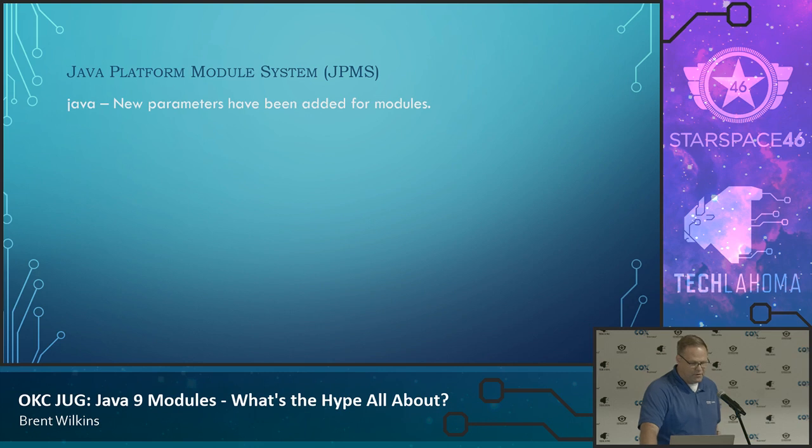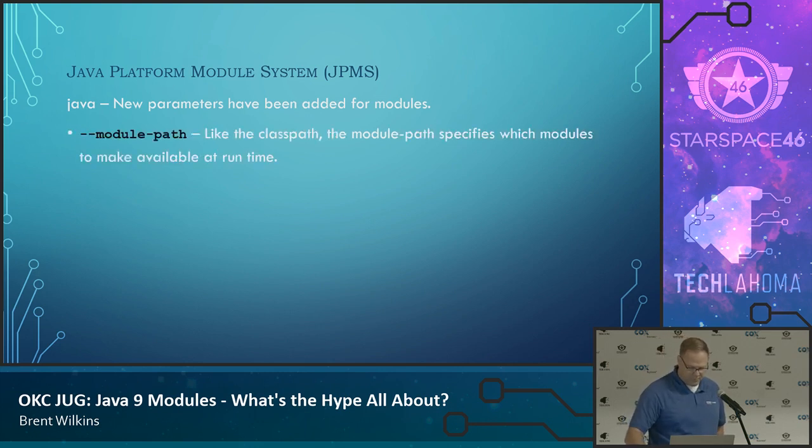The java command has also added a few new features. There's module path once again. Module path has actually been added to a lot of the different command line options so that you can point to the directory that has the modules that need to be included. For java, this is a lot like the class path. This is telling it where the path is for all the modules.